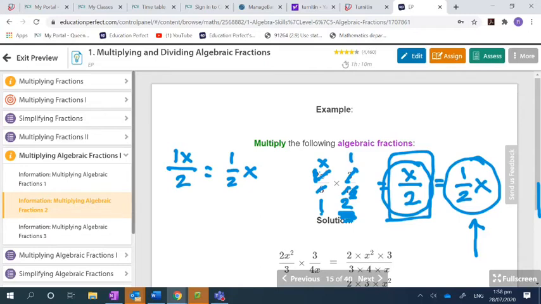Right, hold on. Both of them are times x. x divided by 2 is the same as half times x. Yeah, you're not quite there.